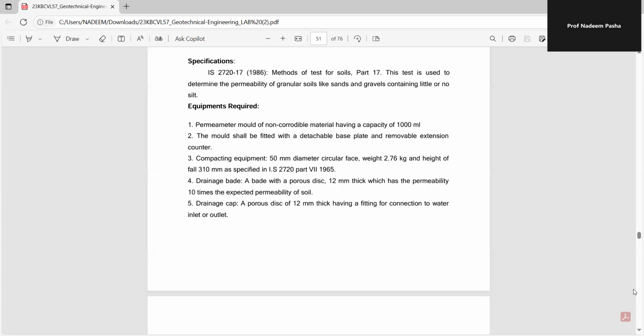So, what are the equipments required? Permeameter mold of non-corrodible material having the capacity of 1000 ml. The mold shall be fitted with a detachable base plate and removable extension collar. Compacting equipment, 50 mm diameter circular face, weight 2.76 kg and height of fall 310 mm as specified in IS 2720 Part 7, 1965. Drainage base, a base with a porous disc 12 mm thick which has a permeability 10 times the expected permeability of soil. Drainage cap, a porous disc of 12 mm thick having a fitting for connection to water inlet or outlet.